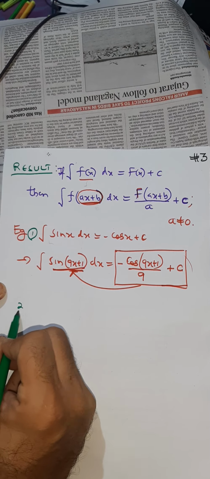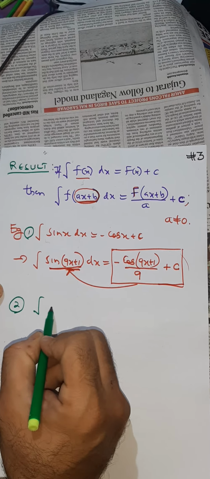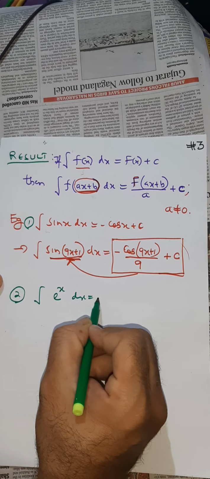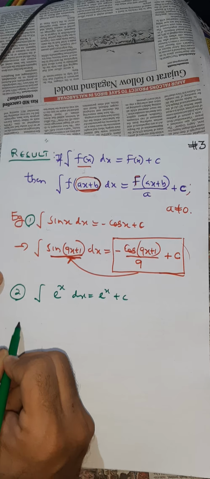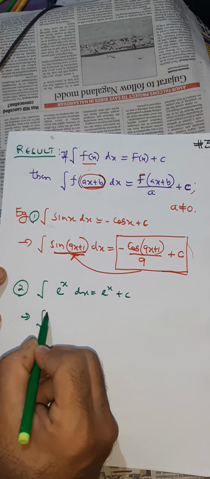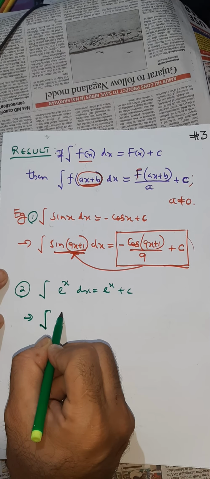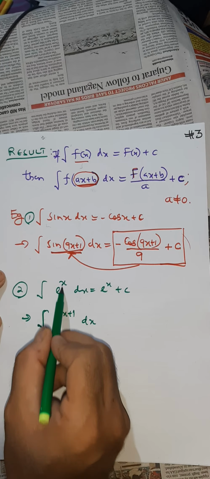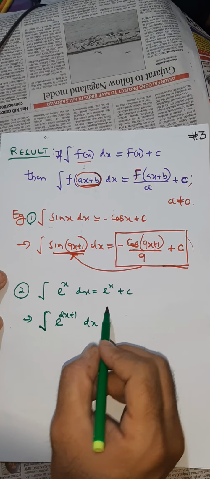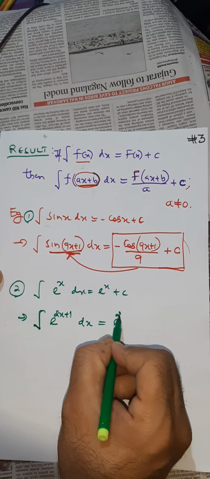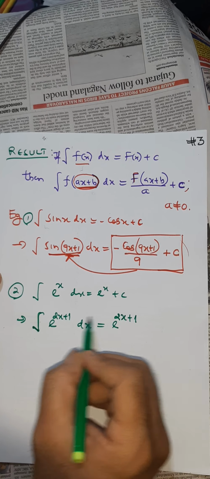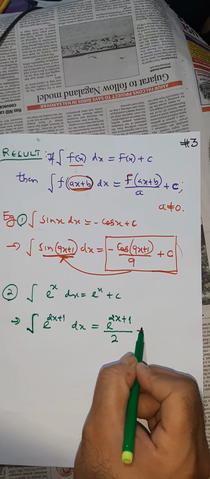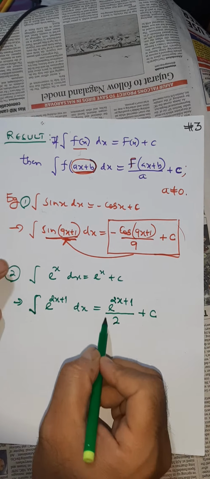One more example. Just recall, integral of e raised to x is e raised to x plus c. So now if I want to write the integral of e raised to, let's try 2x plus 1. Now you see here, instead of x, this is 2x plus 1. This is a linear function. So how do I write the integral? e raised to 2x plus 1 upon the coefficient of x. What is that? 2, plus c. So this is the answer to this.